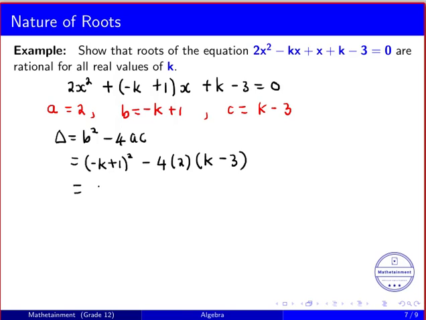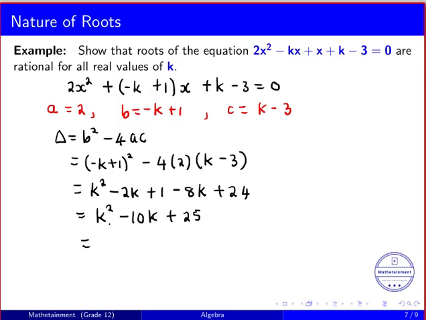Let's carefully remove that bracket. Negative k squared, that is precisely k squared. Negative k times 1, that is negative k times 2, that is negative 2k. 1 squared, that is 1. Minus, I have 8 times k, that is minus 8k. Minus 8 times minus 3, that is plus 24. So I will have k squared minus 2k minus 8k, that is minus 10k. And 1 plus 24 gives me 25.